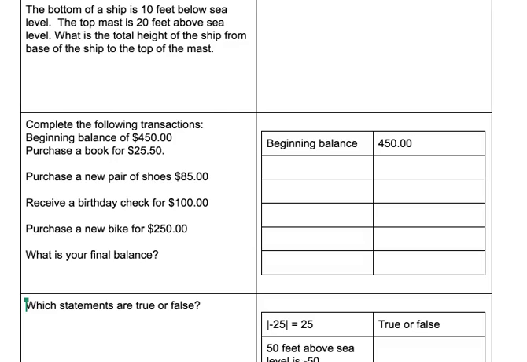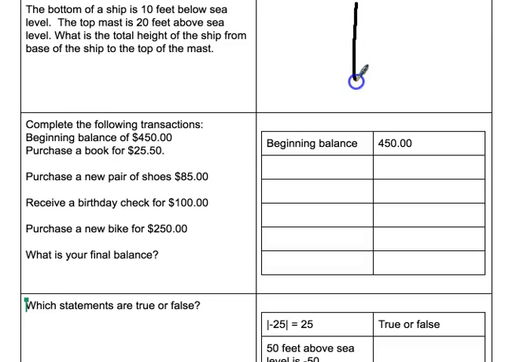Okay, here we go. The bottom of a ship is 10 feet below sea level. The top mast is 20 feet above sea level. What is the total height of the ship from the base of the ship to the top of the mast?